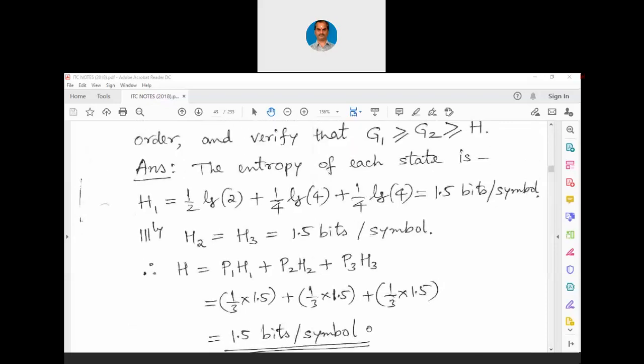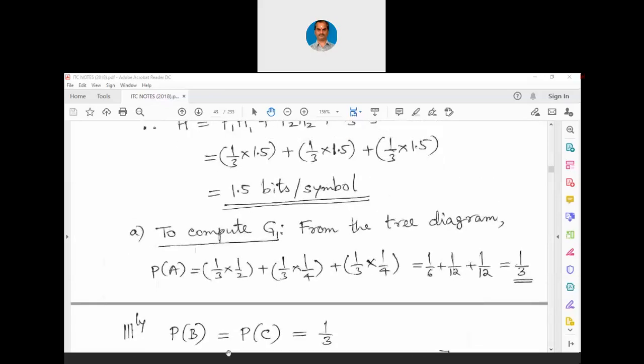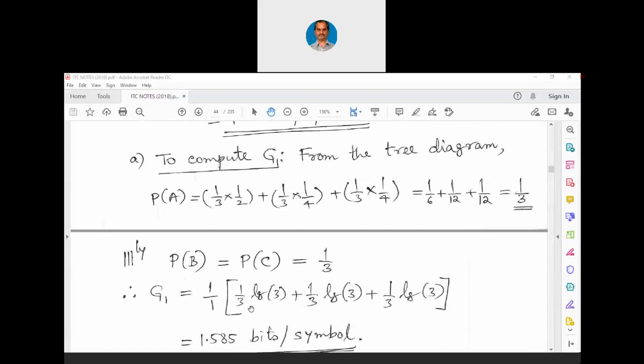Now, first we have to compute G1, then we have to compute G2. Let us compute G1. We had already seen the tree diagram earlier. From the tree diagram, P of A is 1/3 into half plus 1/3 into 1/4 plus 1/3 into 1/4, that is 1/3. Similarly, P of B and P of C are also 1/3. So we can find G1 as 1 over n into the summation of all those individual probabilities of single symbols, that is 1.585 bits per symbol.